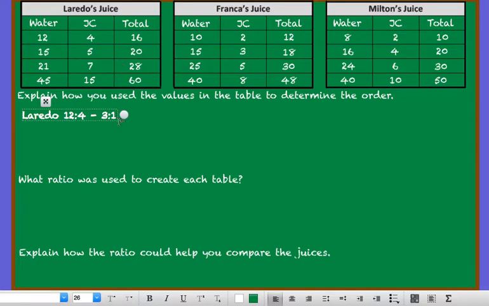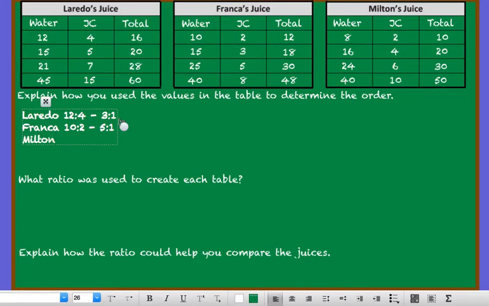Okay, so Laredo has a ratio of 3 cups of water to 1 cup of juice concentrate. Franca has a ratio of 10 to 2, which would be 5 cups of water to 1 cup of juice concentrate.